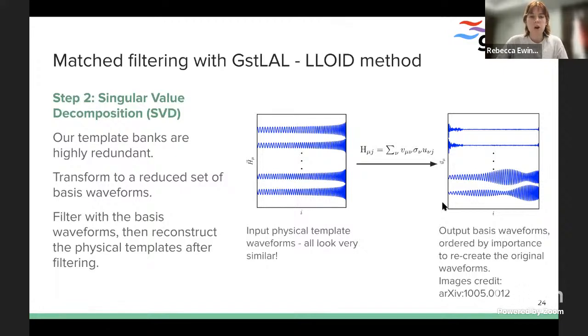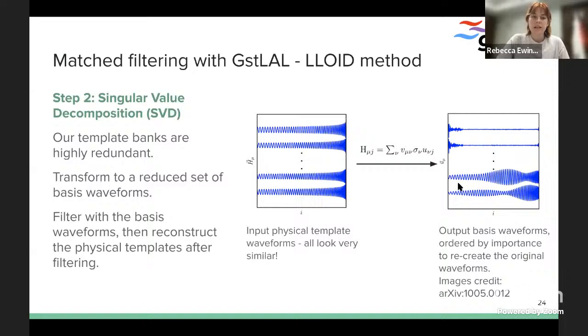And so there's a much smaller number of them. The set of basis waveforms can maybe be at least a factor of 10 smaller than the original size of the bank. And here's an example of what those basis waveforms might look like. They have these kind of crazy shapes that don't look physical at all, but they're all much more unique. And so we get rid of that redundancy.